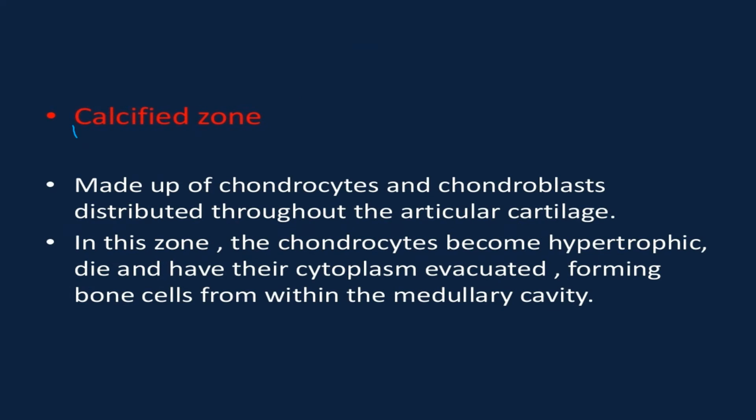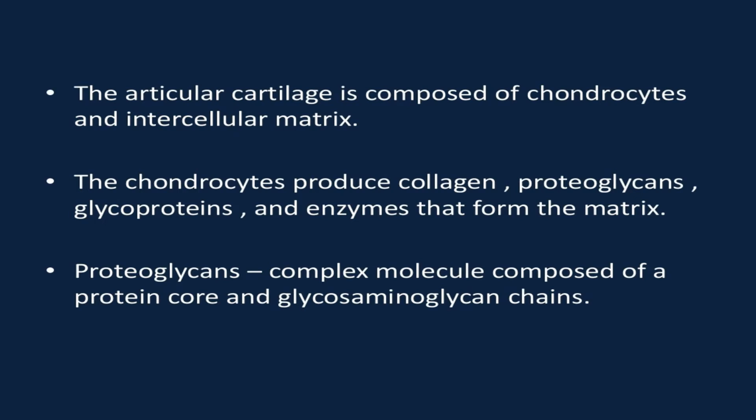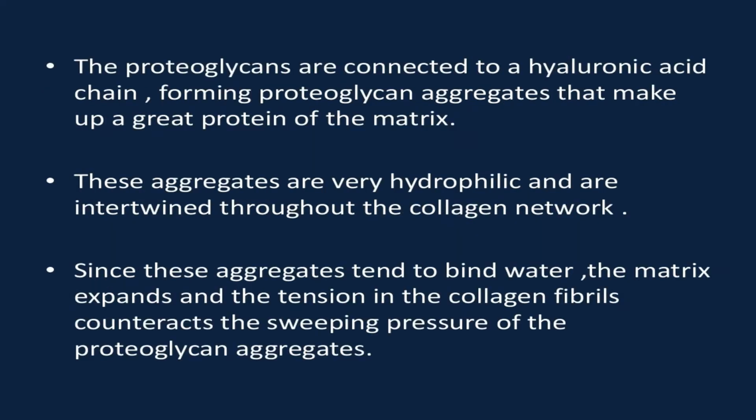35. Calcified zone: made up of chondrocytes and chondroblasts distributed throughout the articular cartilage. In this zone, the chondrocytes become hypertrophic, die and have their cytoplasm evacuated, forming bone cells from within the medullary cavity. 36. The articular cartilage is composed of chondrocytes and intercellular matrix. The chondrocytes produce collagen, proteoglycans, glycoproteins, and enzymes that form the matrix. Proteoglycans are complex molecules composed of a protein core and glycosaminoglycan chains.